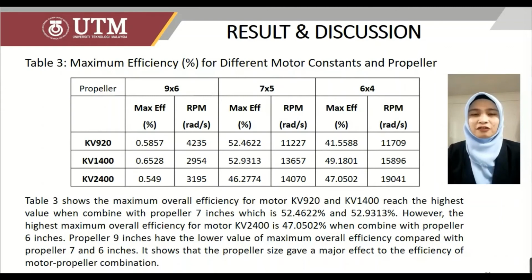It's totally different for table 3, which is maximum efficiency for different motor constants and propellers, where motors KV920 and KV1400 achieve the highest maximum efficiency when combined with propeller 7 inch, but motor KV2400 achieves the highest maximum efficiency when combined with propeller 6 inch. So propeller 9 inch has a lower value of maximum efficiency compared to propeller 7 and 6 inch, showing that the propeller size gives a major effect to the efficiency of the motor-propeller combination.